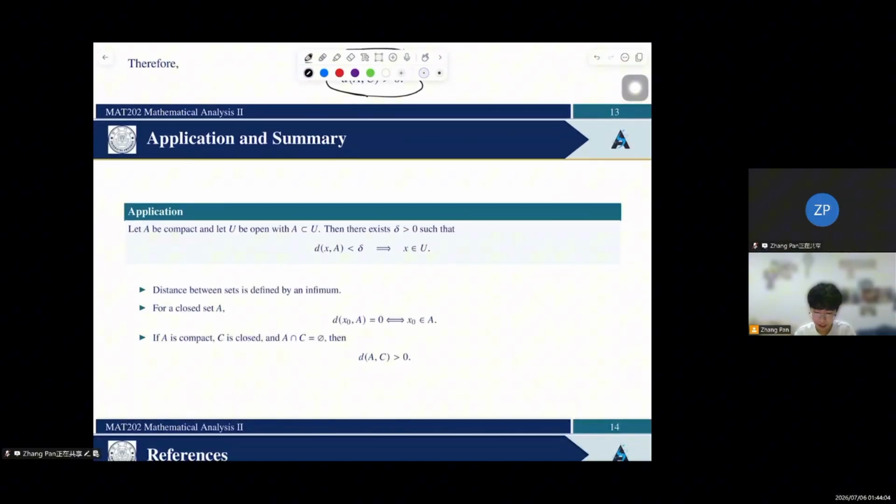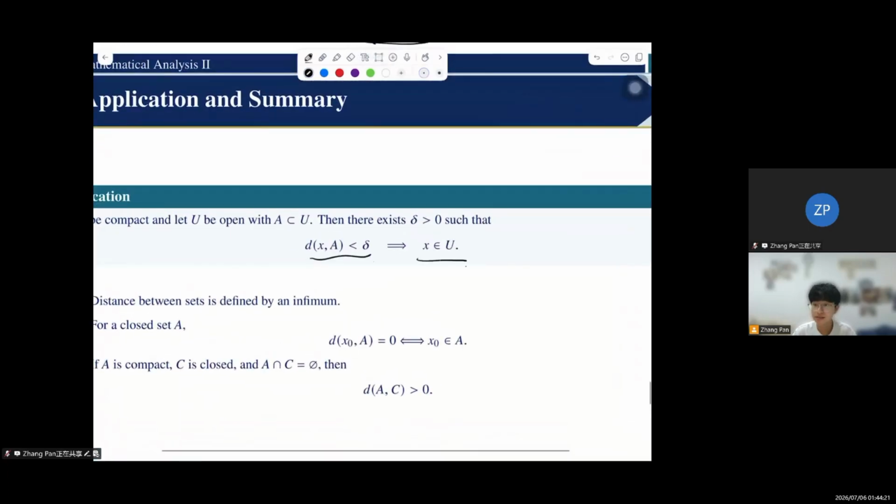And here is one application and the summary. Let A be compact and let U be open with A a subset of U. Then there is a delta larger than 0 such that the distance from x to A being less than delta implies x is in U. The idea is that U is open, so its complement is closed. Since A is compact and A is a subset of U, the set A is disjoint from the complement of U. By the main theorem we just proved, the distance between them is positive, so all points close enough to A must still stay inside U.